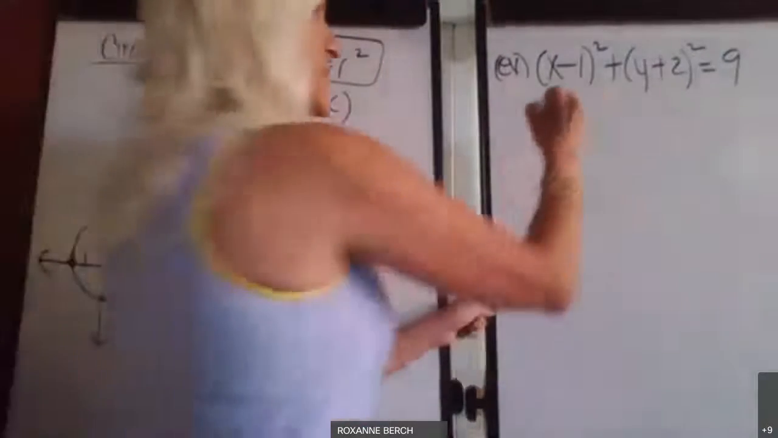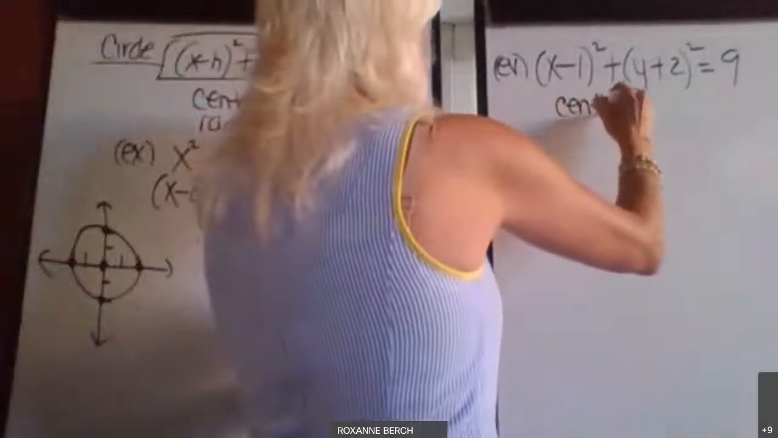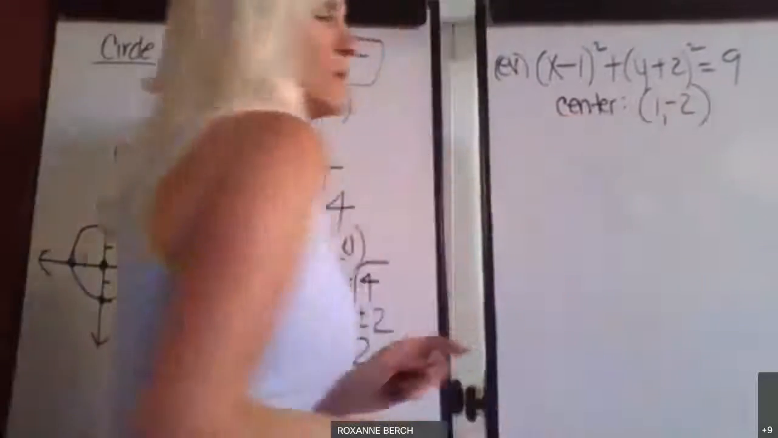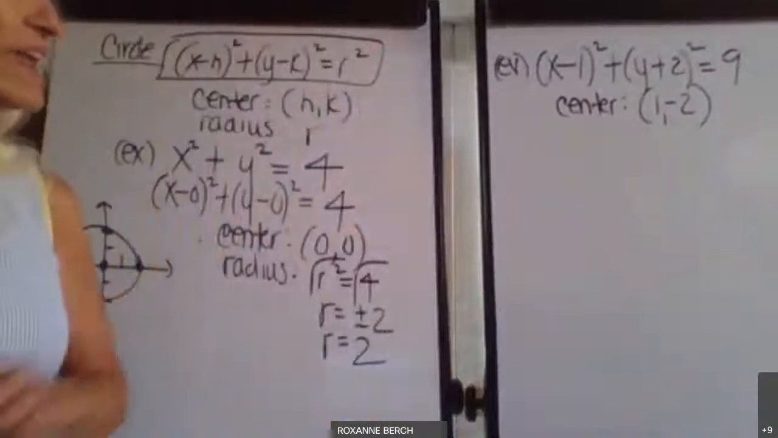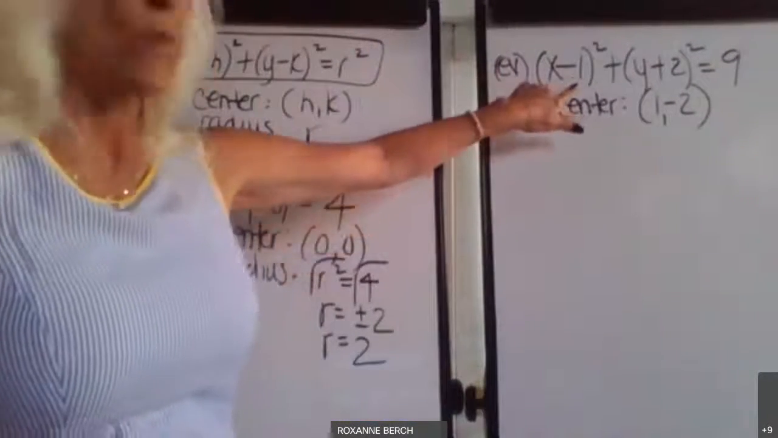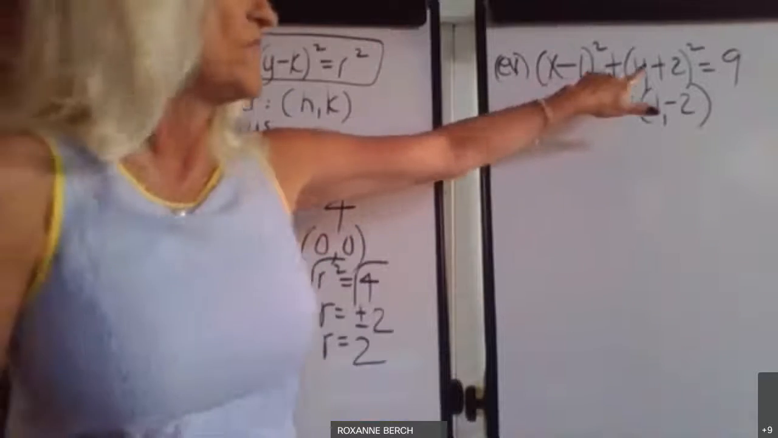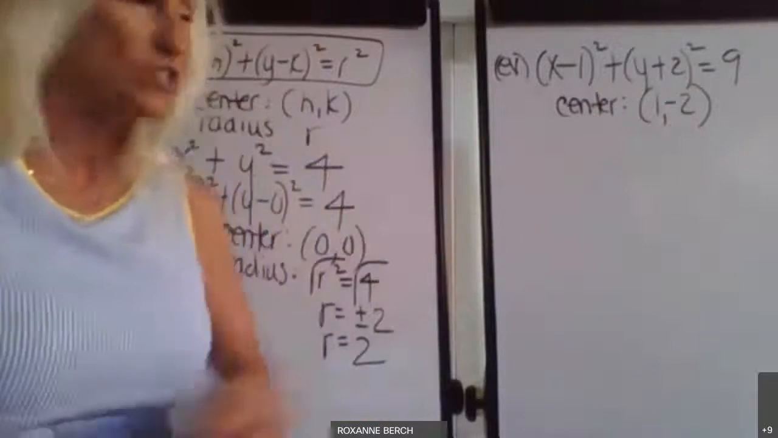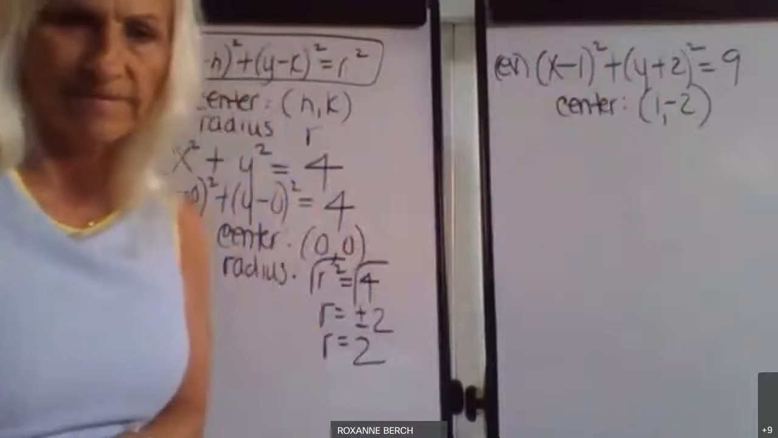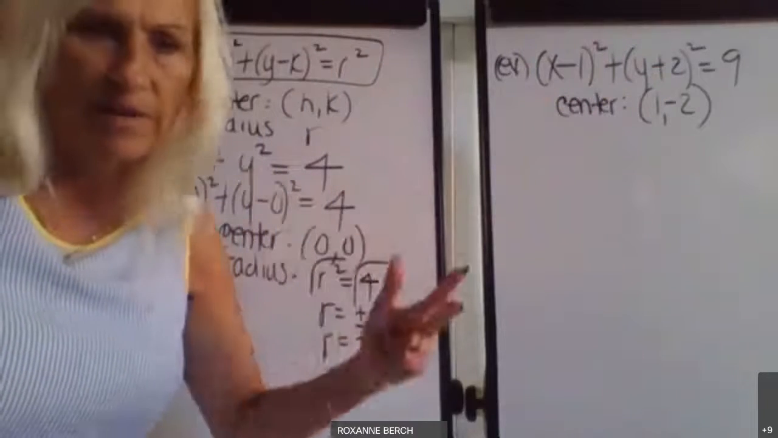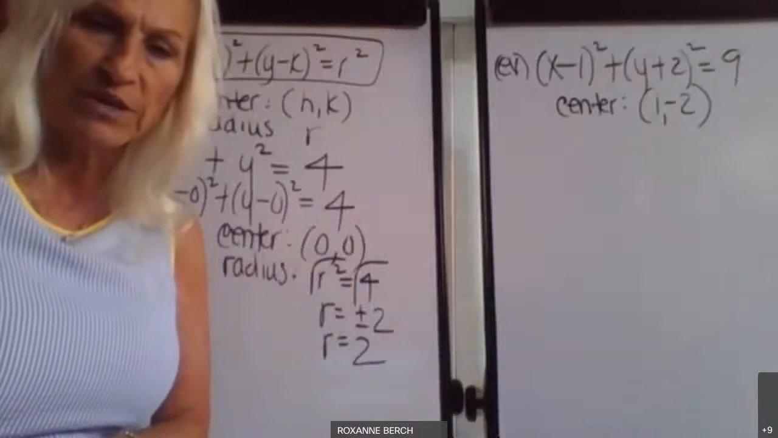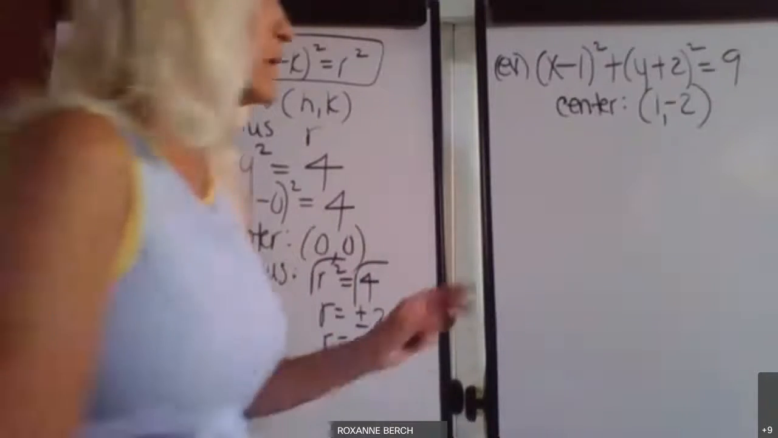Now, if you were going to find the center, it would be right 1, down 2. And the reason why is because this would be right 1. This would be y minus a negative 2, which means down 2. So don't put positive 2. Just like the parabola. Just like all the other functions we looked at doing transformations.